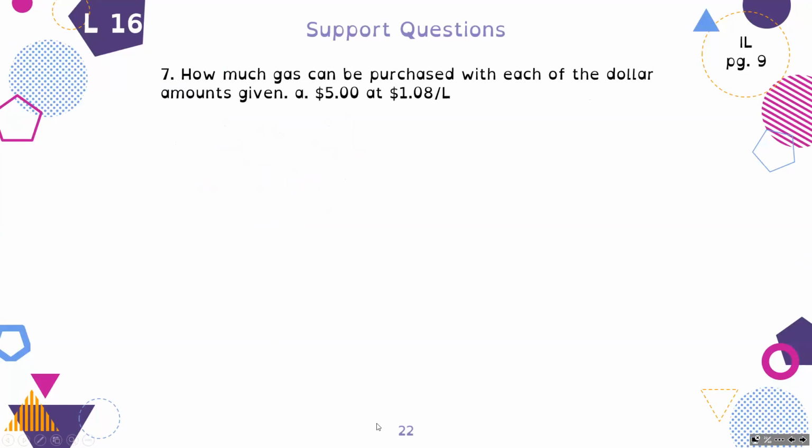Then we don't have time to do this question, but number 7 is how much gas can be purchased with each of the dollar amounts given. So here if you have $5, you divide it by the price per liter, and that'll figure out how many liters there are.